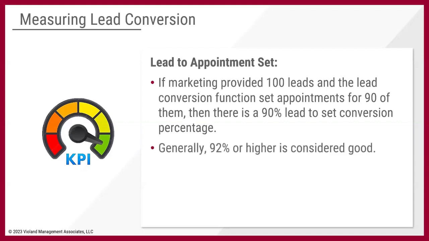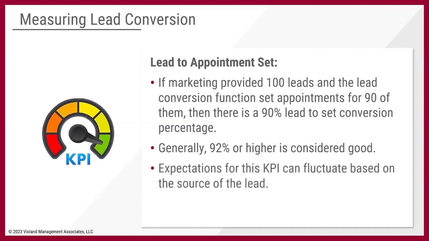So what do you want it to be? Well, generally we want it to be 92% or higher is considered really good. Anywhere in the 90s, I would be happy with in most industries. But you need to be aware that the expectations for this KPI can fluctuate based on the source of the lead. So we all know that web leads or leads that call in, you should convert those at 100% because you have them on the phone.